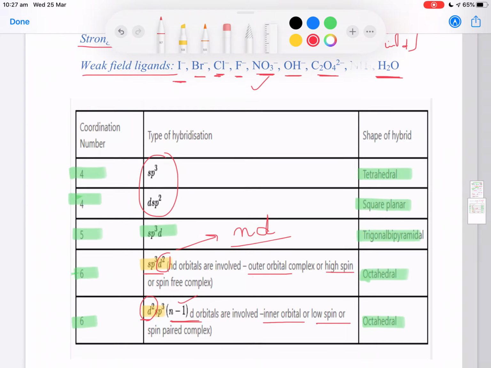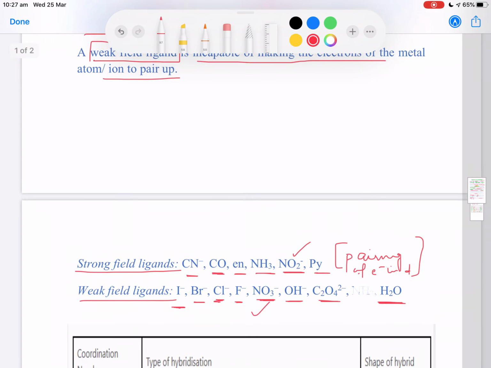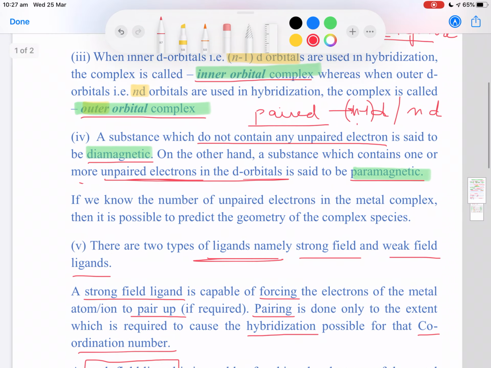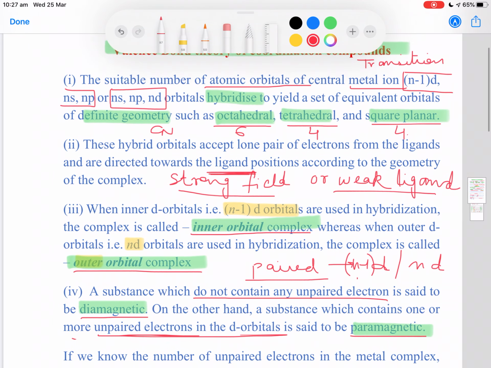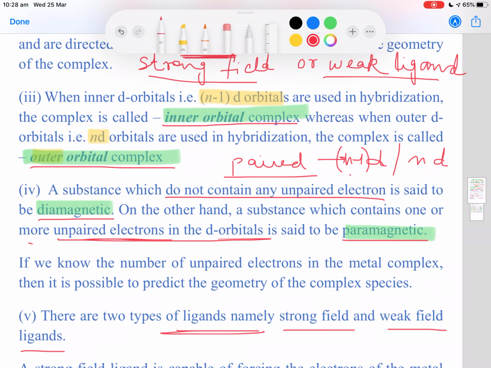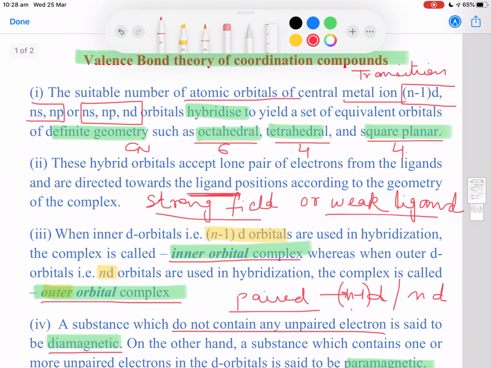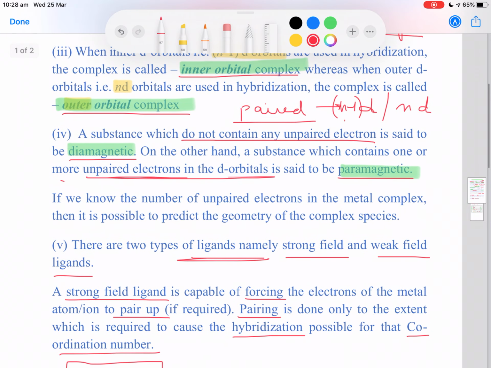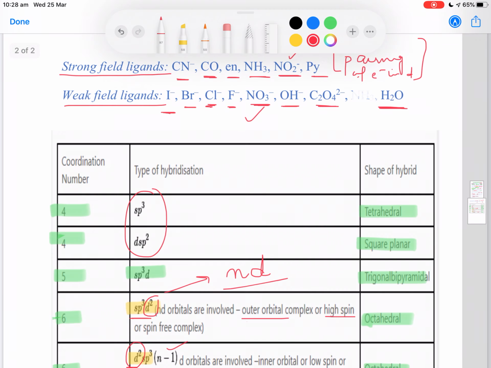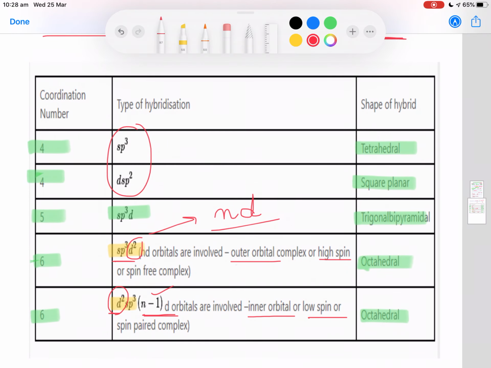So I think VBT is pretty clear to you. Keep watching the continuation of VBT and how to work out, I repeat again, the hybridization, the geometry, whether the complex is inner or outer, and the magnetic behavior based on the nature of the ligand, whether strong field or weak field, and to find out what the hybridization would be as mentioned in this table. This will be discussed in the next video. So keep watching and stay safe. Thank you all.